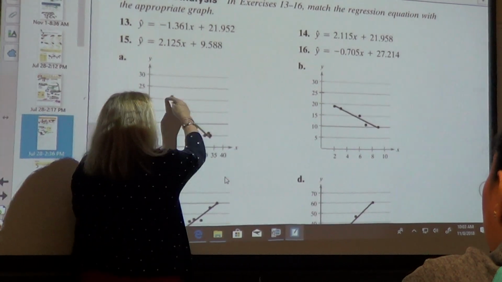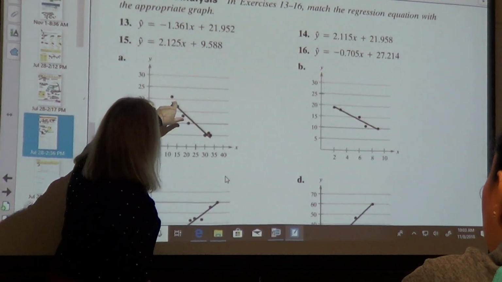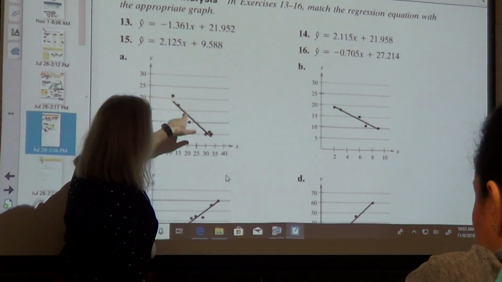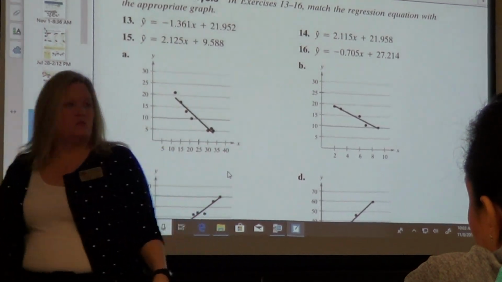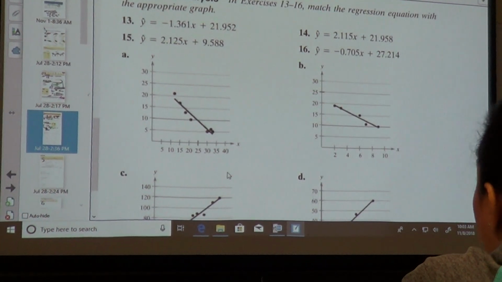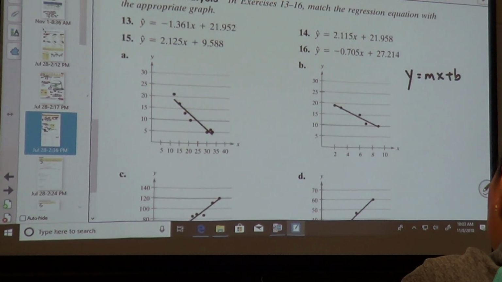Regression is the line that's all up in the Kool-Aid. These are my dots. This is my line of best fit, or line of linear regression. And I want to know which of these lines match up with the equation. So I told you that these lines are y equals mx plus b.